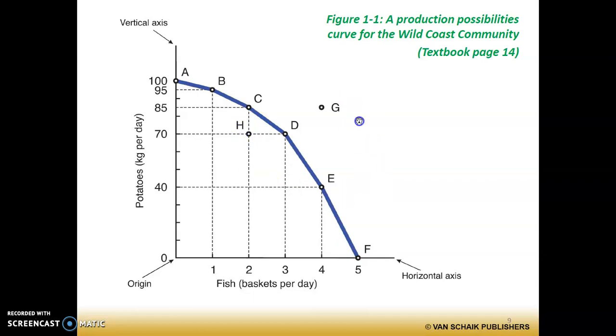So scarcity is illustrated by point G. At point G, there are not enough resources, so they can't produce at this point. Therefore, the resources are scarce. For any combination on the curve, they have to choose which combination they're going to produce at. And point H is obtainable but inefficient in the sense that they can produce either more fish or they can produce more potatoes.